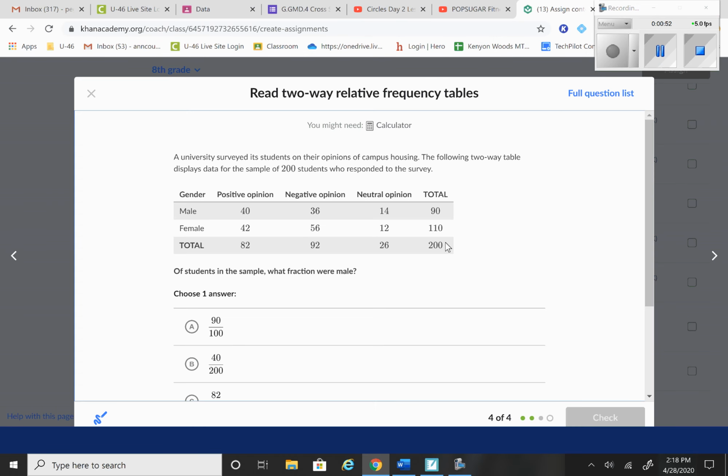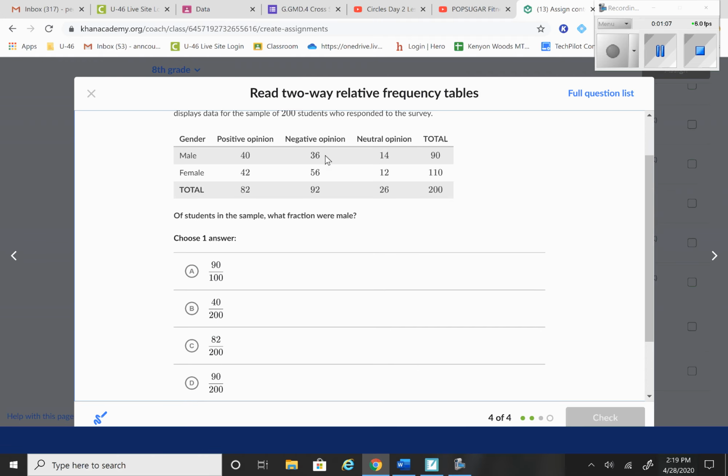One thing that I noticed, here's our first problem. A university surveyed its students on their opinions of campus housing. This following two-way table displays data for the sample of 200 students who responded to the survey. So again, you've got the number of positive, negative, and neutral, meaning no opinion, and these three numbers add up to the far column on the right. You also have it broken down by male and female, which adds up to the total at the bottom. And again, you can see that they have 200 kids that they surveyed total.